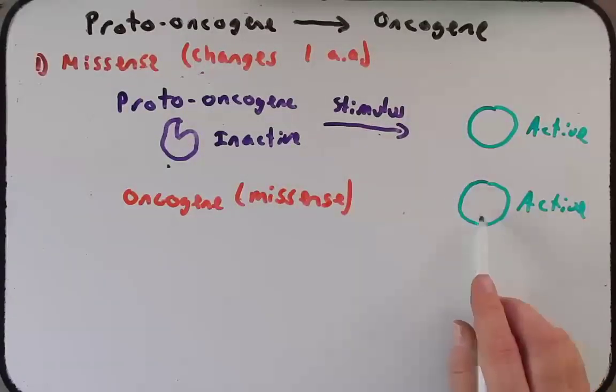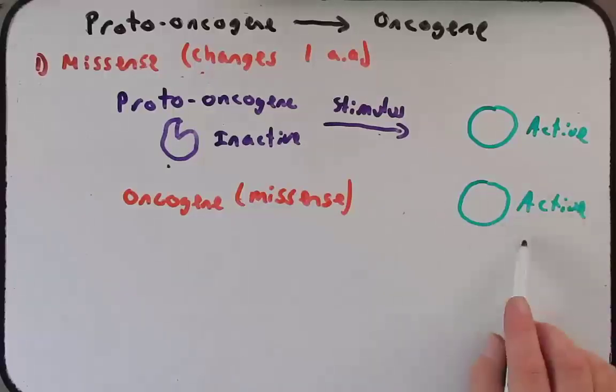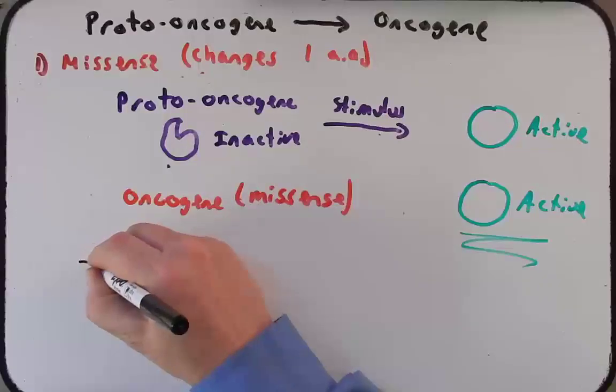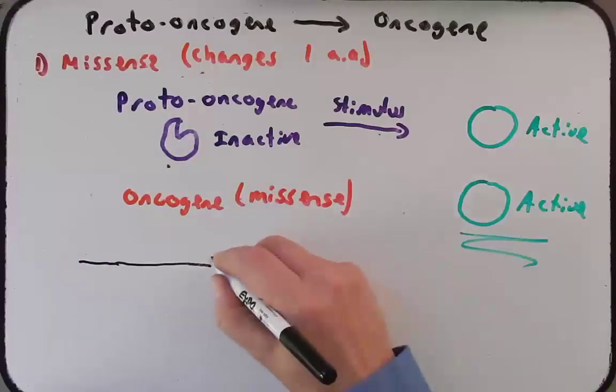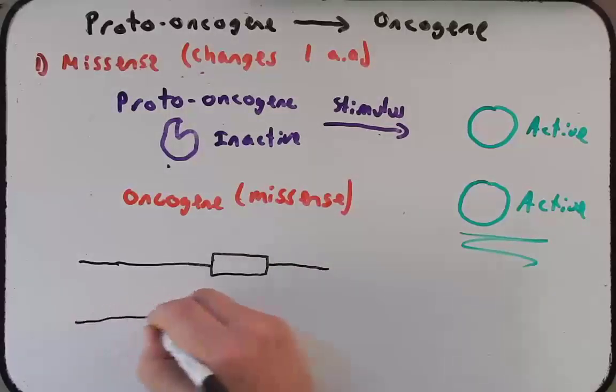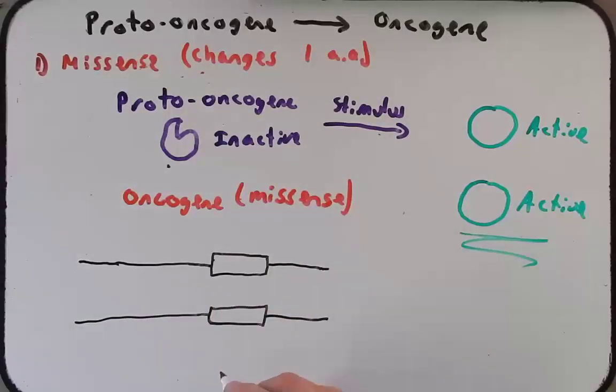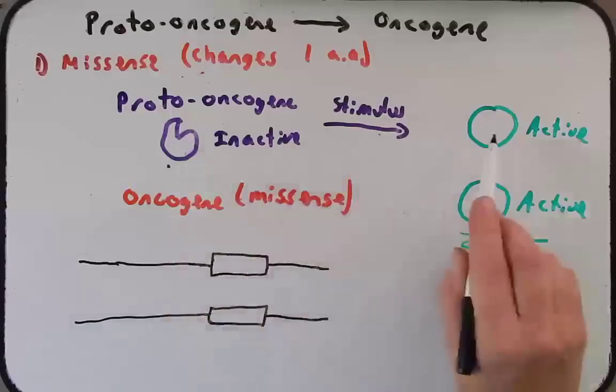Every time the gene is transcribed and translated, it makes this protein in a permanent active state. So I want to draw the 2 genes down here. We mentioned this before, but it's a point that I know students often struggle with, so I want to make sure it's clear. Here are our proto-oncogenes, and they're going to make this inactive protein that can now become active.